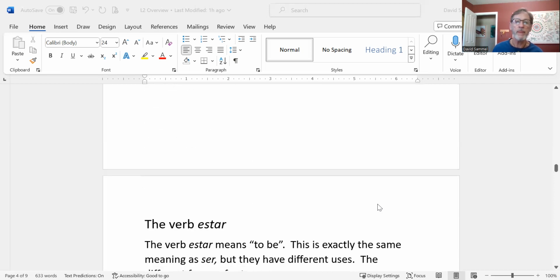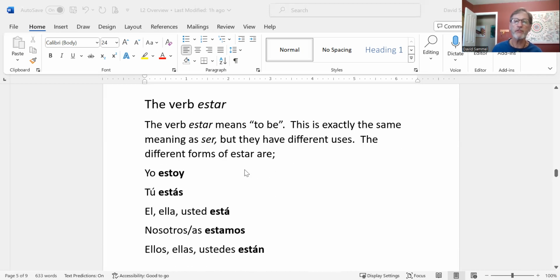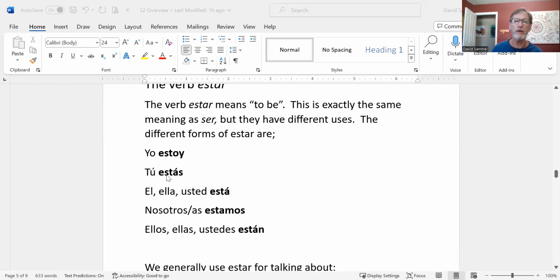All right. Now, the verb estar, let's get back to it. The verb estar means to be. This is exactly the same meaning as ser, but they have different uses. So the different forms of estar are estoy, estás, está, estamos, and están. That's how we say I am, you are, he or she is, you are, we are, they are, or also you all, you guys, you plural, are.